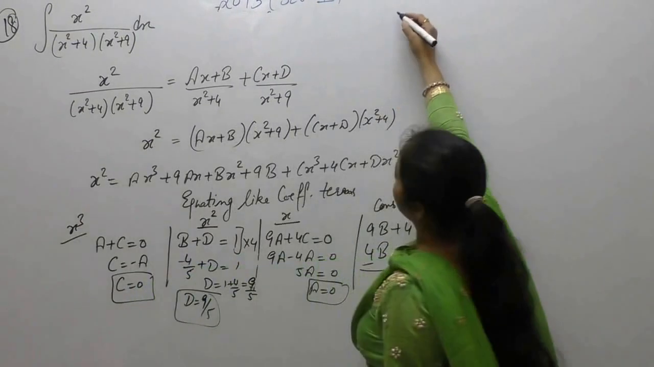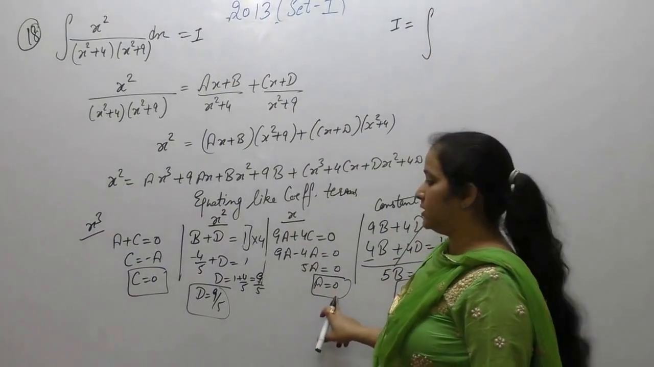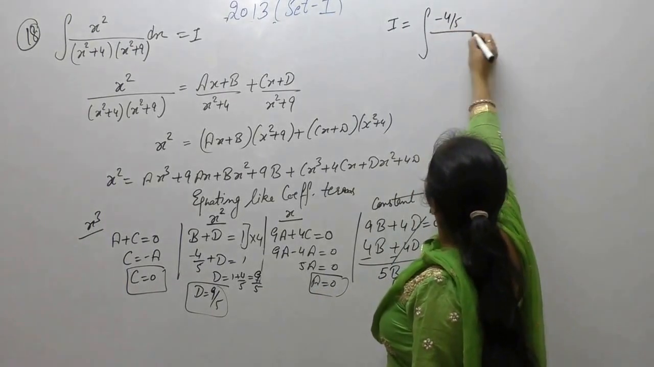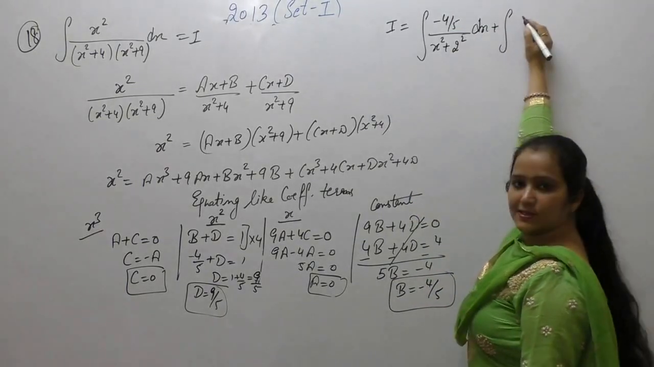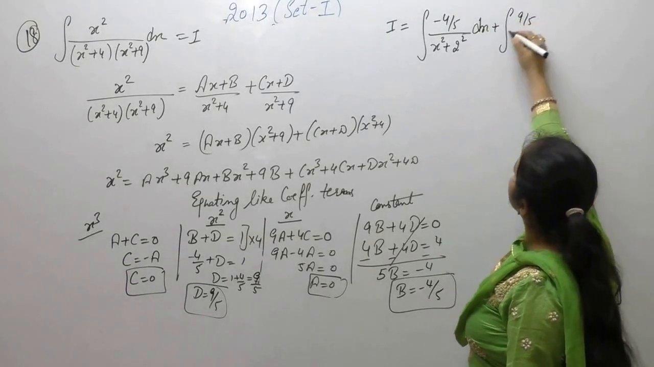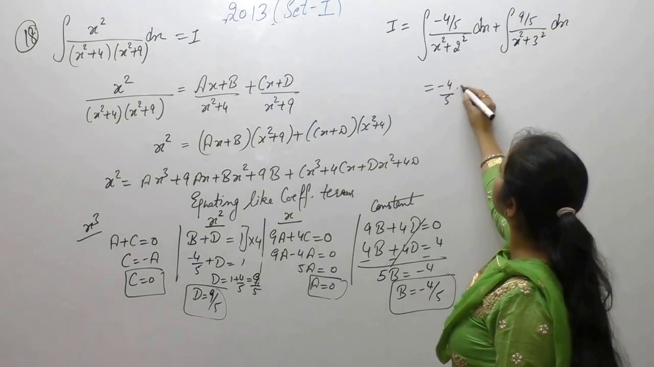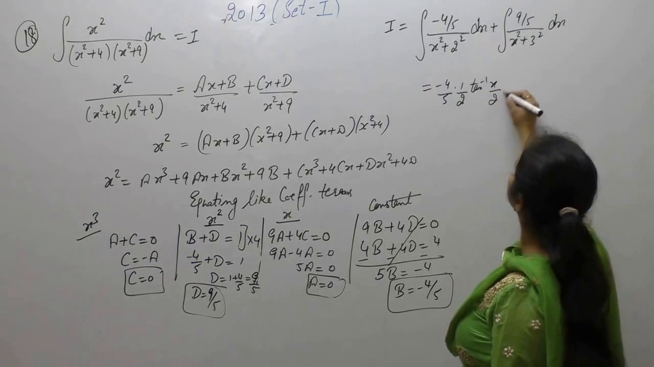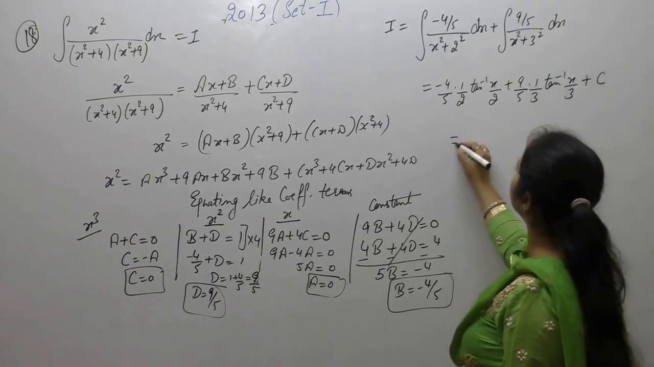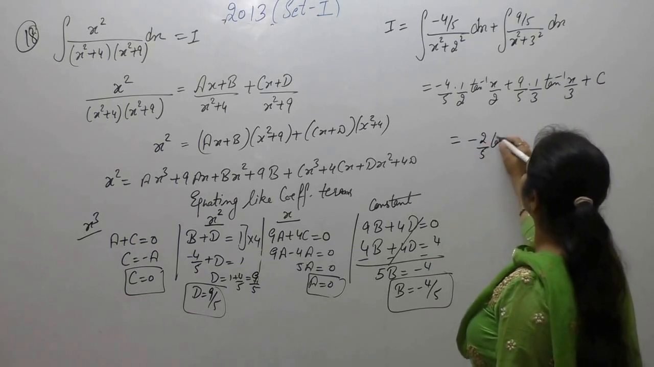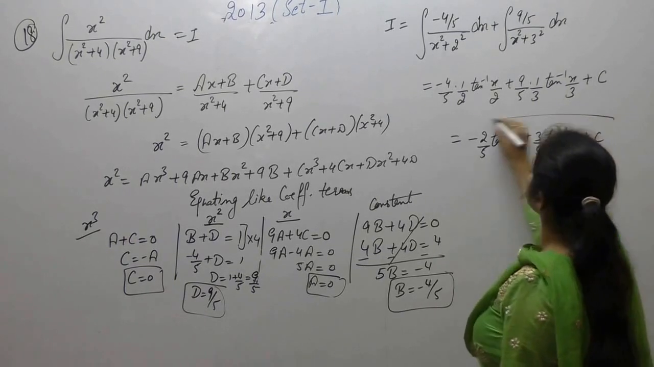Now in the next step, put this value. Let this integral be I, equal to ax plus b upon the first factor. A is 0, so 0x plus b is minus 4 by 5 upon x square, where we can write 4 as 2 square, plus cx plus d, where c is 0, so 0 into x, 0 plus d, with 9 as 3 square. Integral of 1 upon x square plus a square is 1 upon a tan inverse x upon a. Same here, 1 upon a tan inverse x upon a plus constant of integration. So minus 2 by 5 tan inverse x by 2 plus 3 by 5 tan inverse x by 3 plus c.